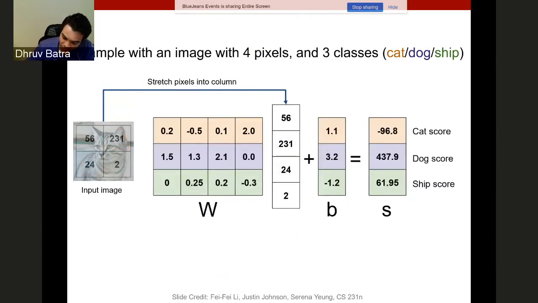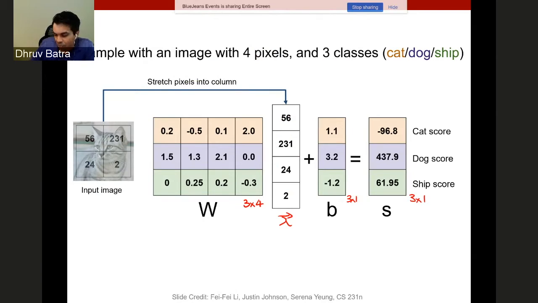And if this is that stretched out column vector, because we've restricted our attention to 3 classes and because there are only 4 pixels, W is of size 3 by 4, B is of size 3 by 1, and score is of size 3 by 1 again. So this is that example restricted to 4 pixels and 3 classes.